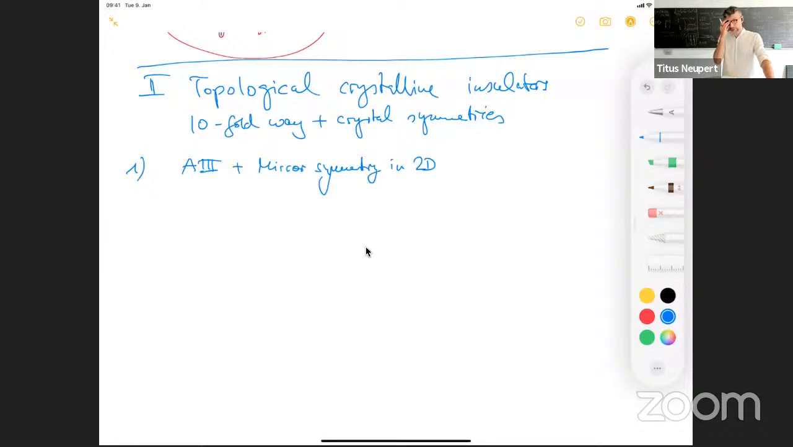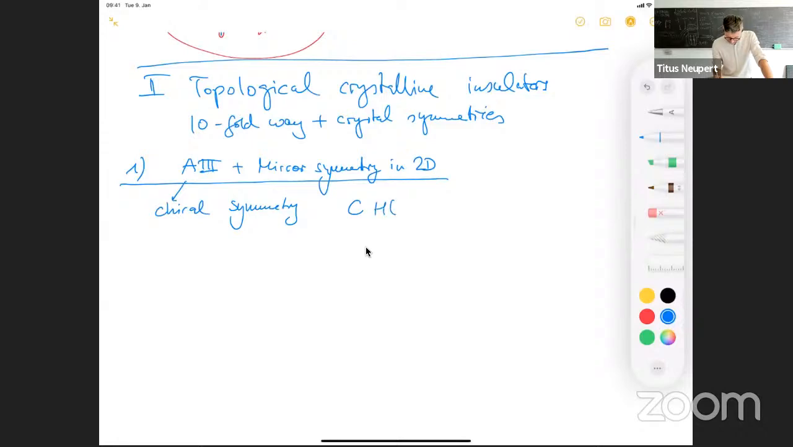You might not remember what all these classes are. Class A3 is the class that has only chiral symmetry, and in 2D, class A3 does not have a non-trivial phase. But what we want to show is that when we also consider a mirror symmetry, we can make it non-trivial. So this thing has chiral symmetry, and chiral symmetry is defined as C H(k) C inverse, where C is a unitary operator, equals minus H(k), the same k.